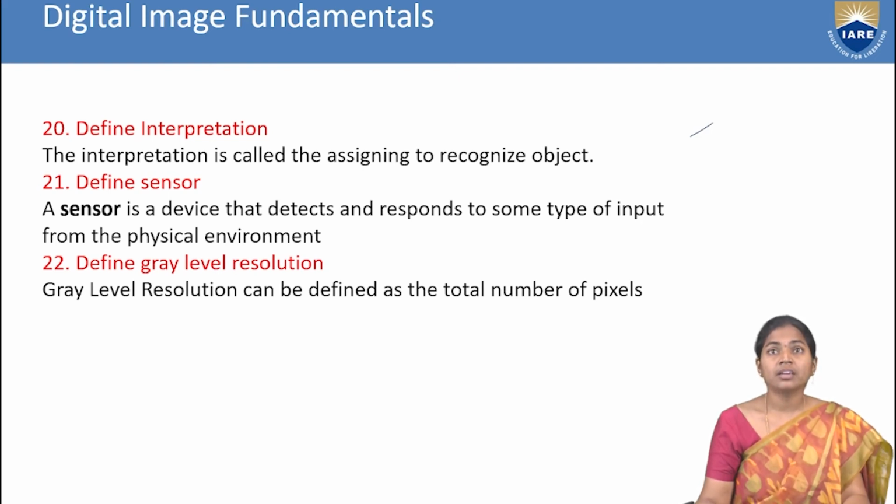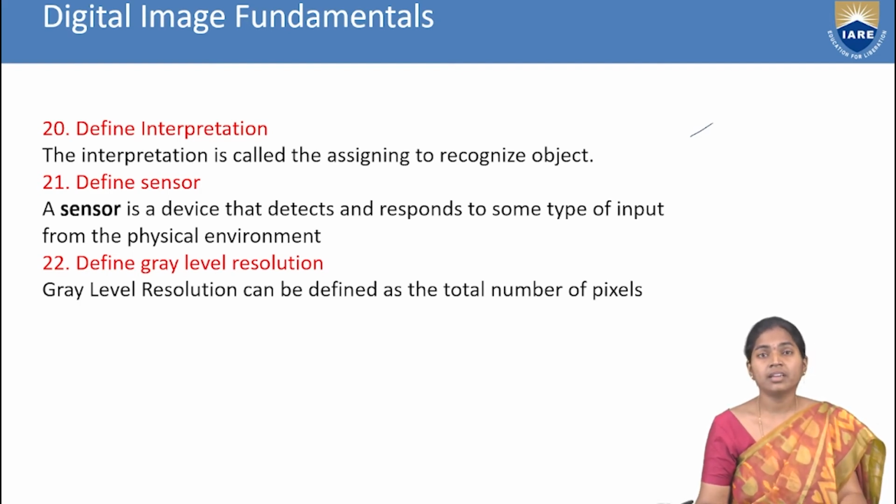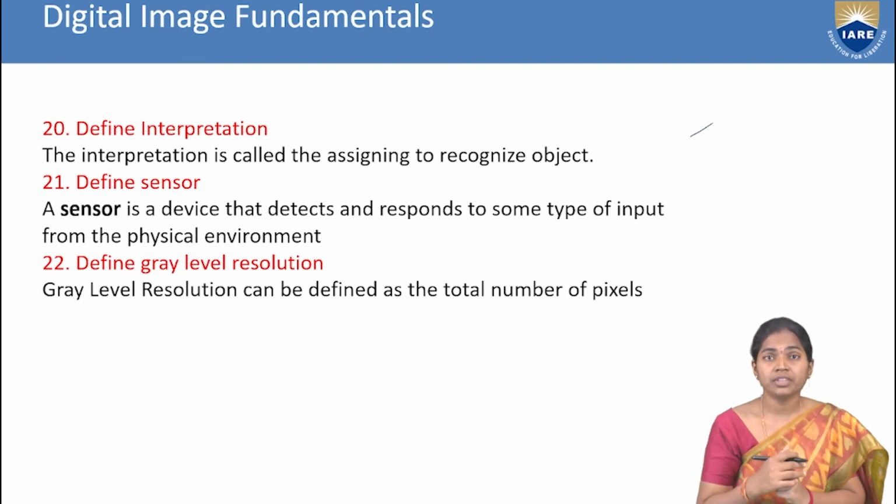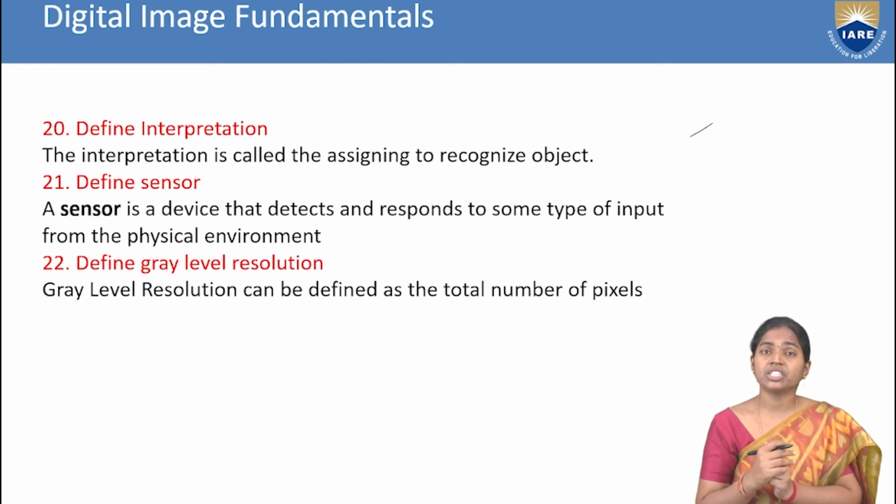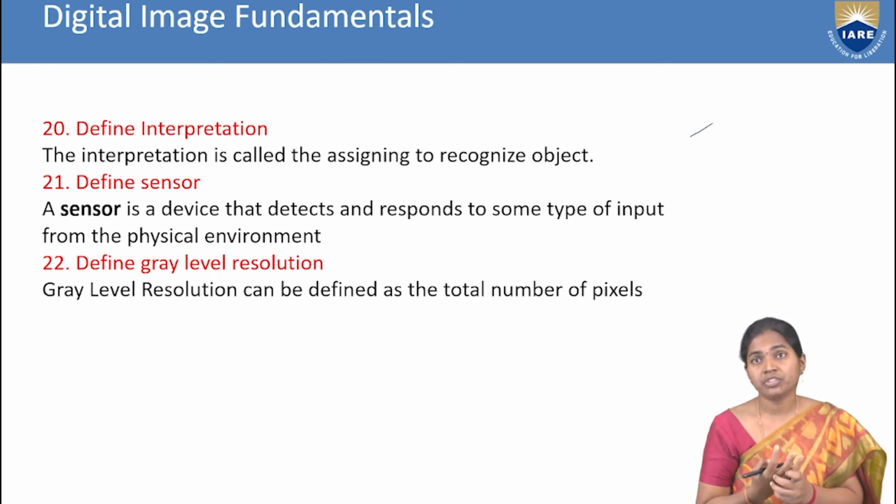Next one is define gray level resolution. Resolution means that if we are using more bits in each and every pixel, the image quality is good. If we reduce the number of bits in each pixel, the picture quality is also reduced. So when resolution is maximum, picture quality is good. When resolution is less, we are using fewer bits in each pixel. Depending on our application, if I need more resolution of an image, we need to increase the number of bits in each and every pixel.